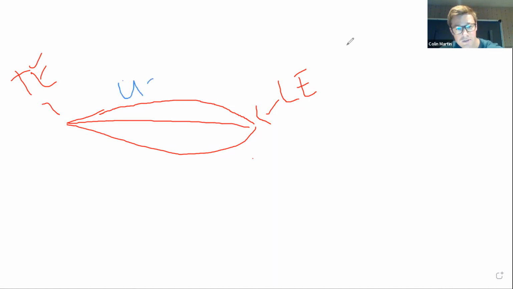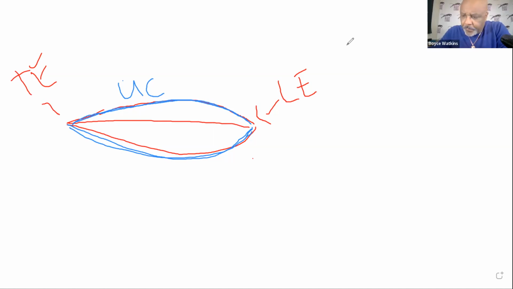Up here we have this curvature of the top of the wing, and this curvature is called the camber. Okay, camber. Yep, so I put UC for upper camber. And then the bottom curvature would be the lower camber of the wing. Okay, got it.